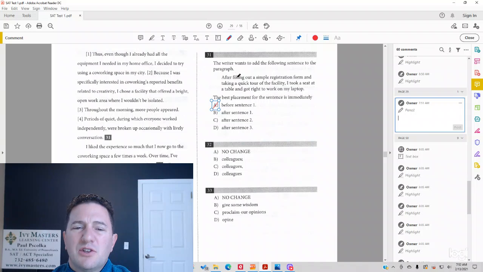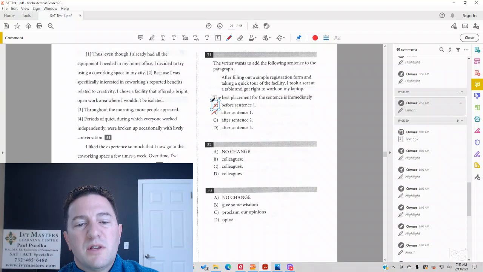He says I decided to try using one. He didn't decide on which one yet. So there might be a little gap. You might pick up on that. Even if you don't, make sure you read the sentence after. Because I was specifically interested in co-working's reported benefits related to creativity, I chose a facility that offered a bright open work area where I wouldn't be isolated. So of course he's got to choose that area before he fills out an application form. So after sentence 1 is gone.